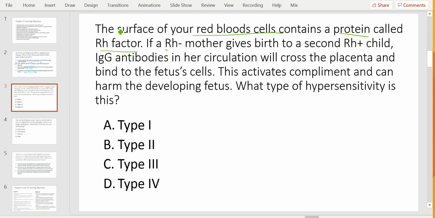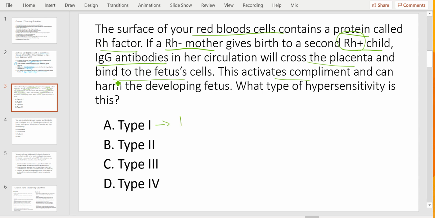So for an example, an Rh negative mother is giving birth to a second Rh positive child. And because she's Rh negative, she has antibodies against the Rh positive, against that protein. And those IgG antibodies can cross the placenta, bind to the fetus's cells, and that activates complement, which would harm the fetus. And we want to know what type of hypersensitivity this is. So let's look at the 4 types of hypersensitivity.